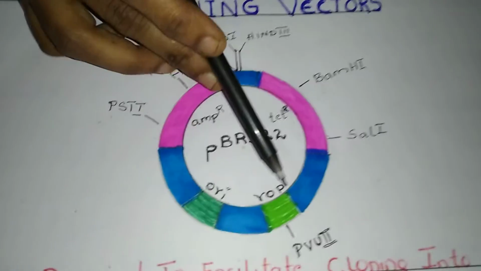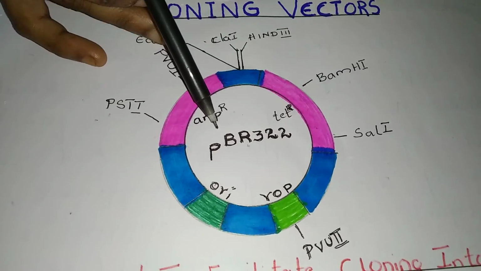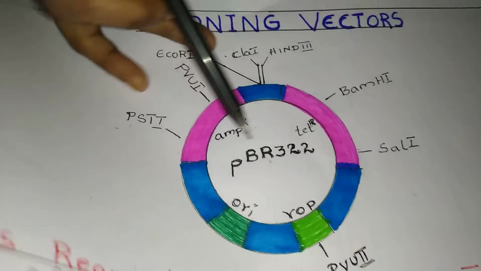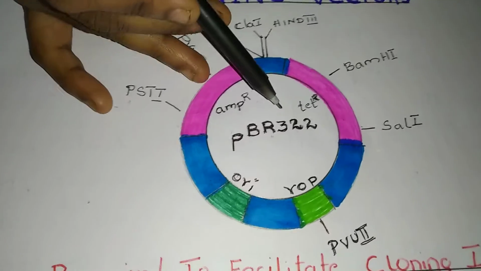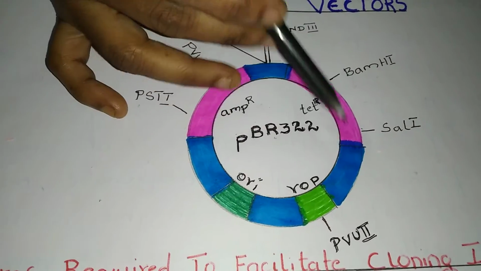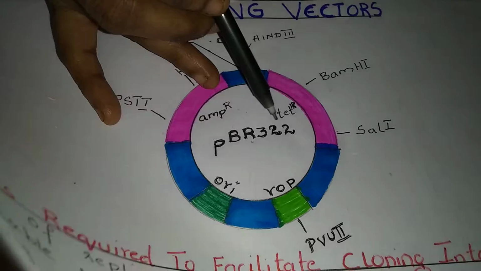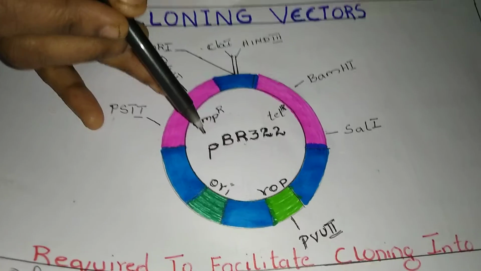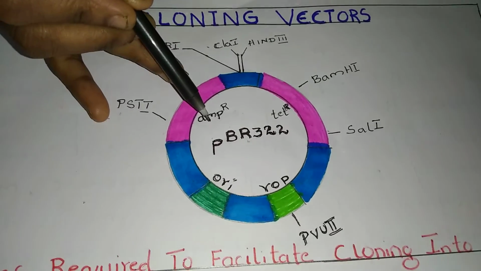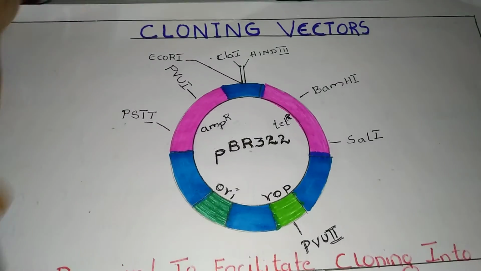So coming to cloning vectors, we are going to discuss first the constructed plasmid, which is called pBR322. Here the lowercase letter p stands for plasmid, B stands for Bolivar, R stands for Rodriguez. That means this is the plasmid which was constructed by two scientists, Bolivar and Rodriguez, and 322 is the identification number of this specific plasmid. So we have different types of plasmids like pBR325, pBR326, pBR327, pBR328. Like this, different types of plasmids are present with different identification numbers.